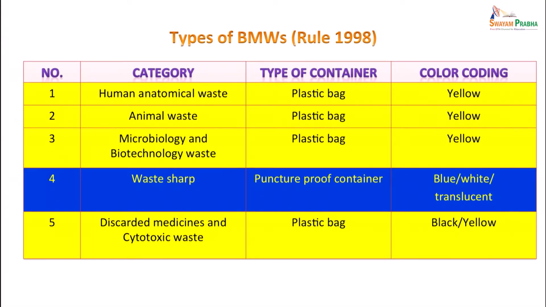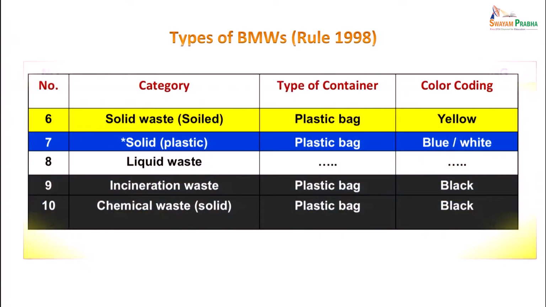Discarded medicines and cytotoxic waste was again in a plastic bag which could be black or yellow. Solid waste, soiled, solid plastics could again be in plastic bags, and this plastic bag could be yellow or it could be blue or white. Incineration waste, chemical waste solid is in plastic bag which was black. This was in the rule of 1998.